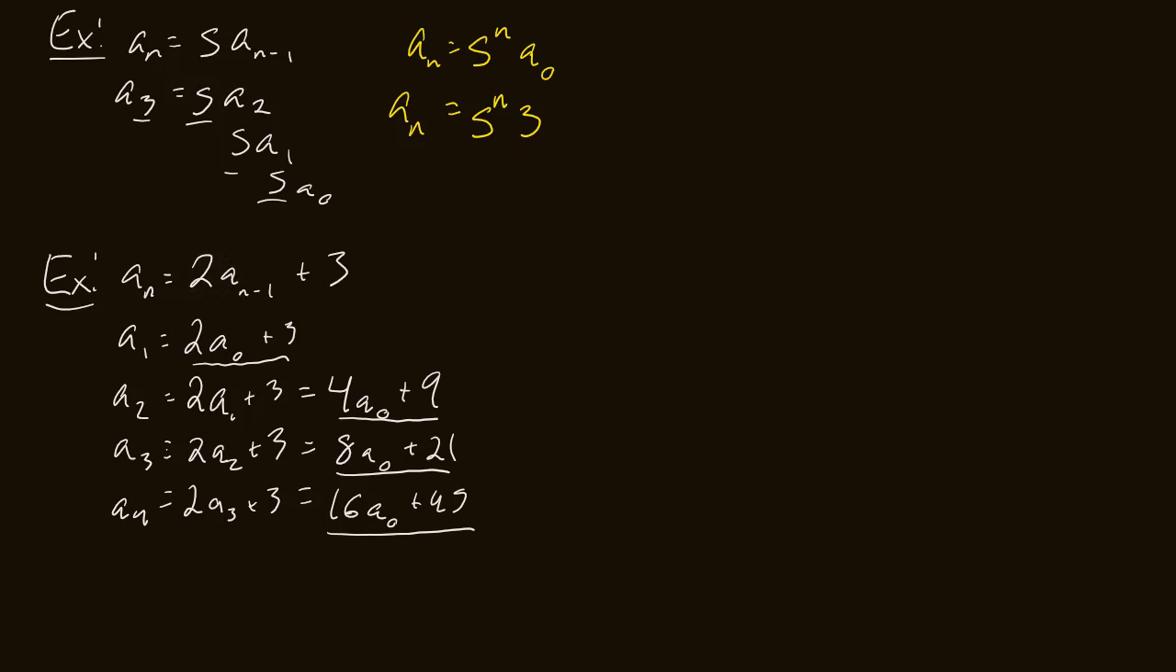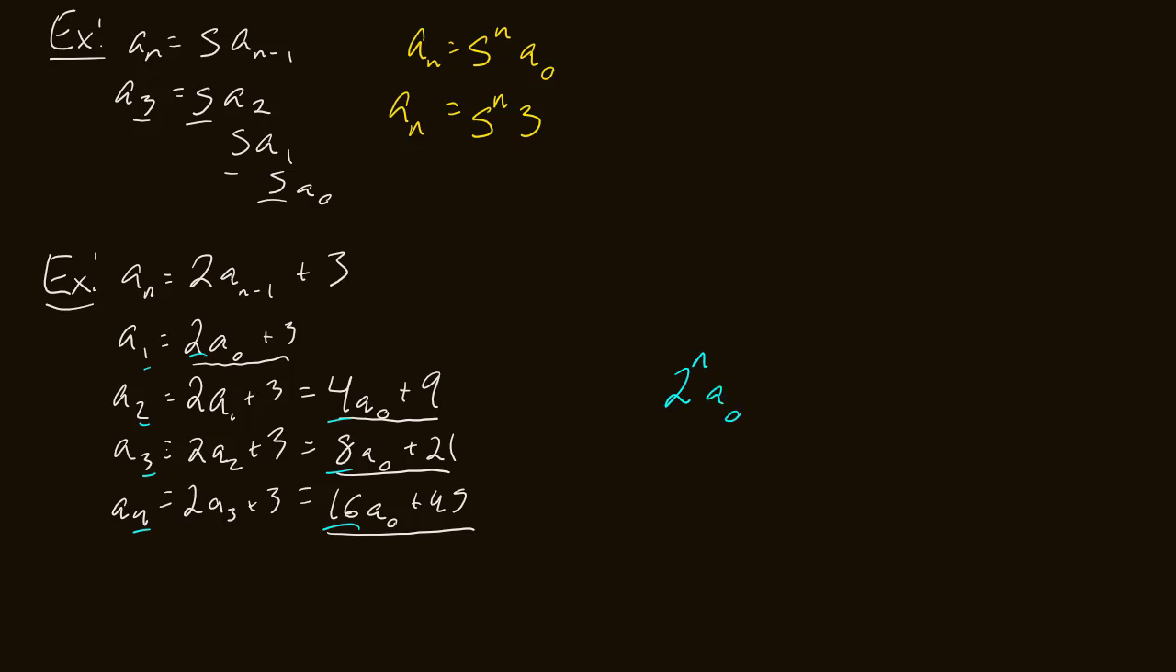if we look at our n and then the coefficient attached to a naught: 1, 2, 2, 4, 3, 8, 4, 16. Clearly, maybe not clearly, the coefficient in front of a naught is doubling every single time: 2, 4, 8, 16. I bet if you solved for a5, you would have 32 a naught. So it looks like our coefficient is 2 to the n.